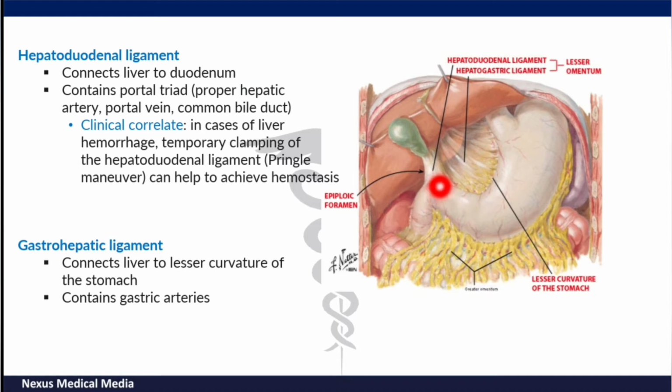So here again you can see these ligaments, the hepatoduodenal ligament and the hepatogastric ligament. These two will form the lesser omentum, and close to the hepatoduodenal ligament, you see this foramen which connects the lesser sac with the greater sac, called the epiploic foramen here. We'll talk about the peritoneum and the connections later, but you can see this is the lesser curvature of the stomach, and the greater curvature of the stomach.